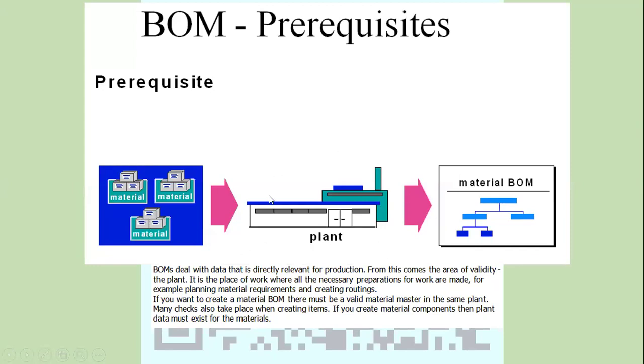Validity area is a place of work where all necessary preparations for work are made. For example, planning material requirements and creating routings. Now, routings is basically the process. This is the bill of material, and how to make a motorbike or a pen is actually explained by routings. If you want to create a material BOM, there must be a valid material master in the same plant. Many checks also take place when creating items. If you create material components, then plant data must exist for the materials.